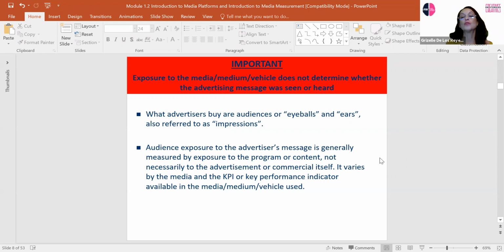You're buying exposure to the content, not necessarily exposure to the ad. That's still in the potential exposure realm. Now, what happens is that in some KPIs, you get engagement, and engagement is not necessarily opportunity to see, but that audience is actually engaging with the advertiser and the content, okay?